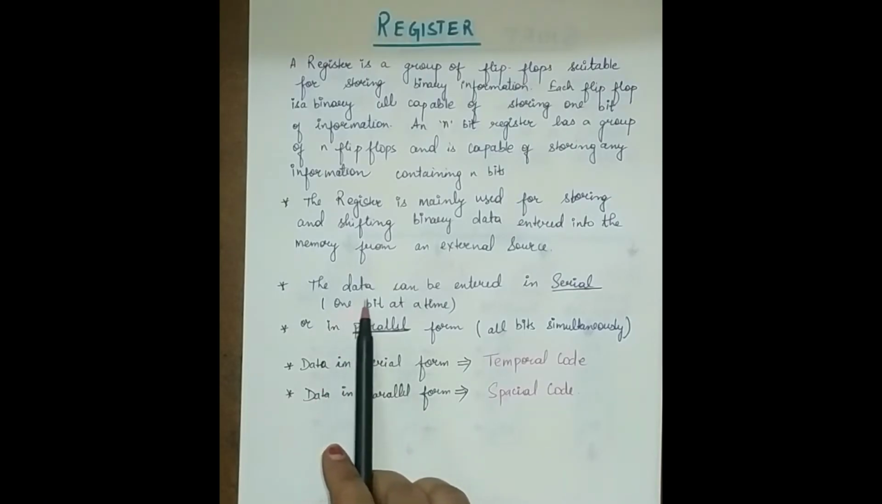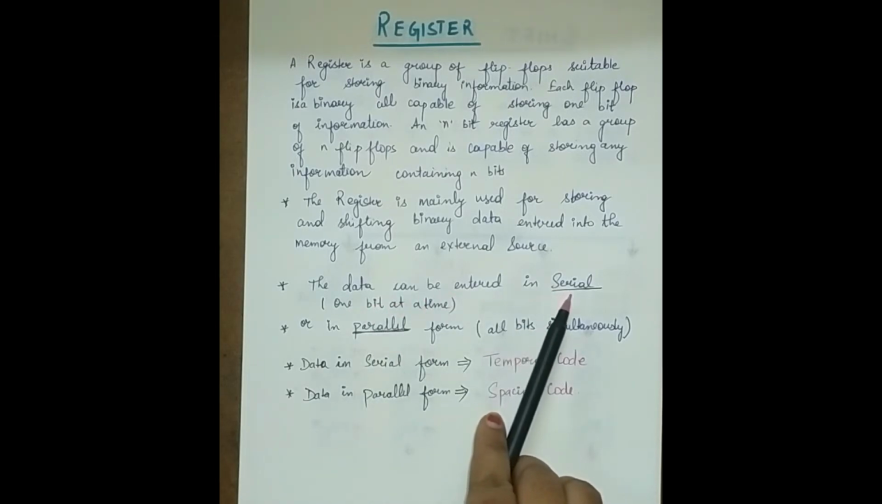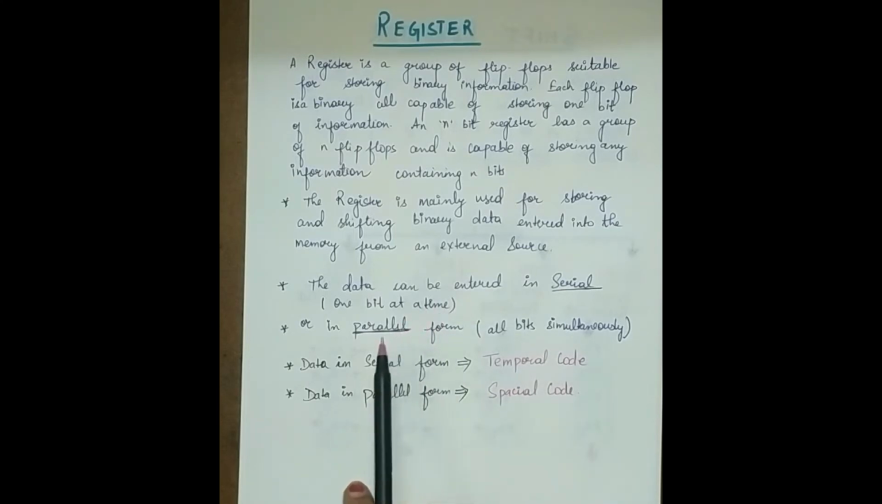When you are storing the data in the register, the data can be entered in serial form, that is 1 bit at a time, or it can be entered in parallel form, meaning all the bits simultaneously. When you enter the data in serial form, it is called temporal code. And when you enter the data in parallel form, it is called spatial code. And you can enter the data, in serial or parallel form, either through the left side or through the right side.